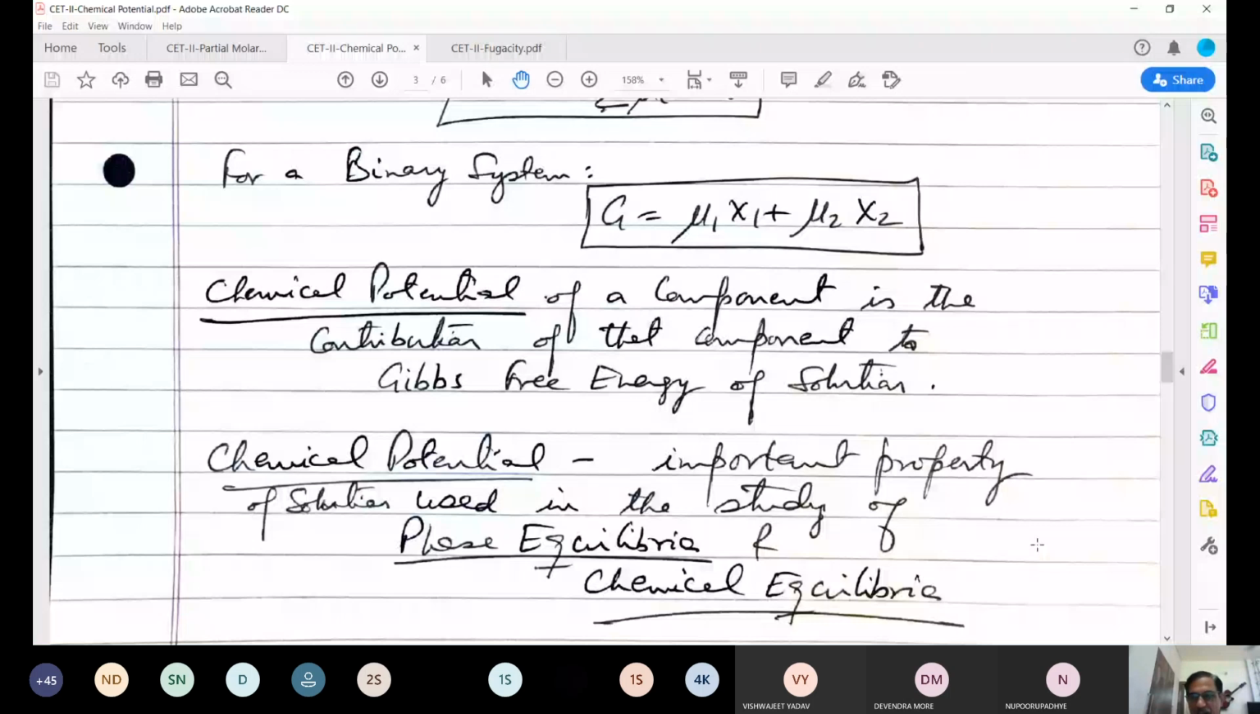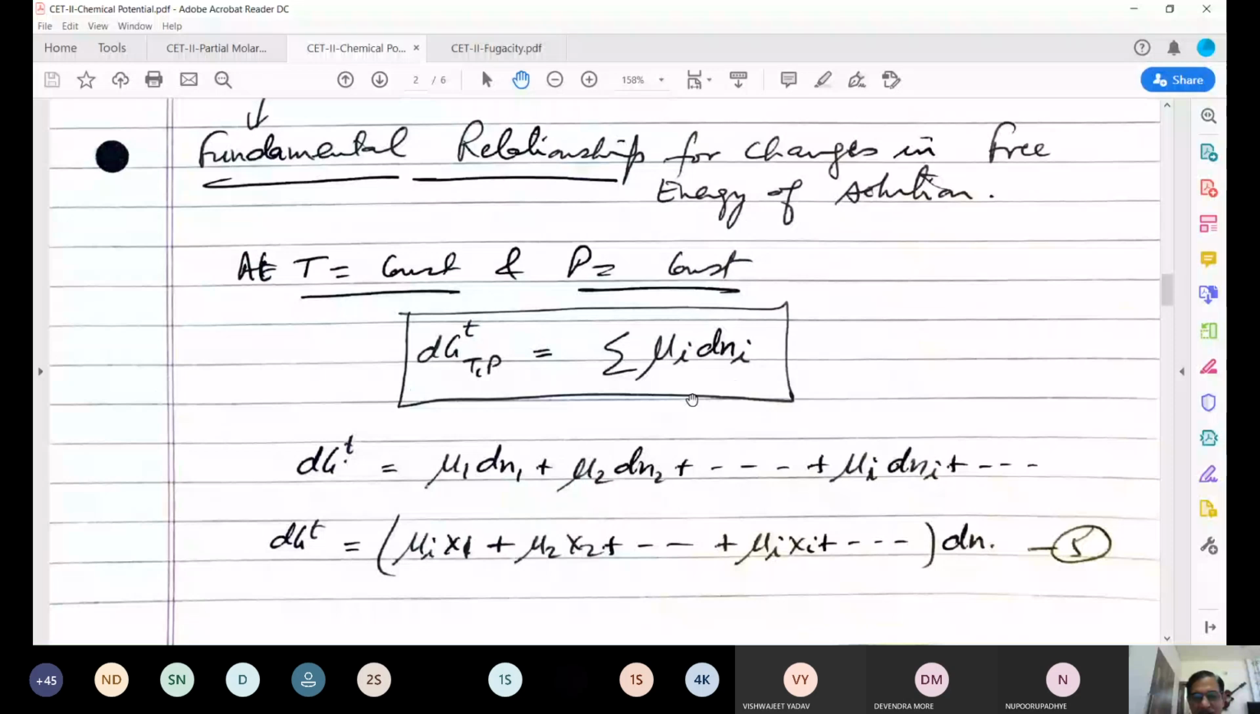If you made it zero, then there is nothing. You can't do anything. Then what are you going to do in chemical equilibrium, phase equilibrium?